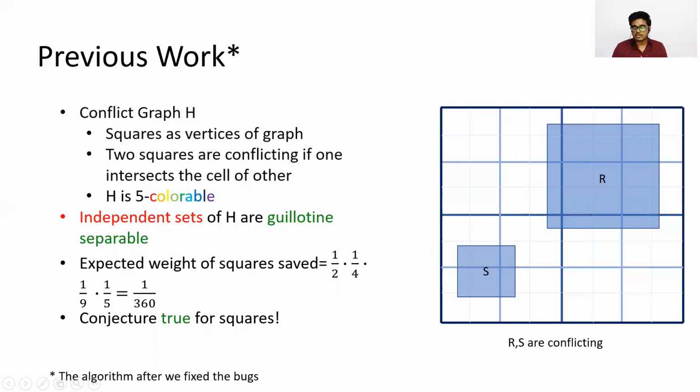Previously, without the first sampling and all that, H was 9 colorable, but it improved to 5, and it turns out independent sets of H are guillotine separable. So we just pick a random independent set. Any square survives with probability 1/5 in this step. So overall, a square survives with probability 1/360. So this says in expectation, we get n/360 of the squares. So the constant for squares is 2.